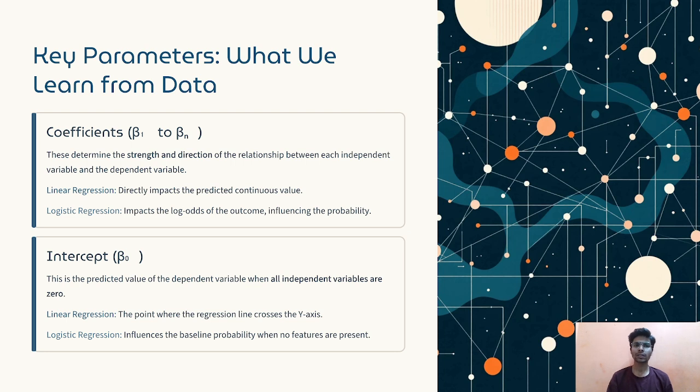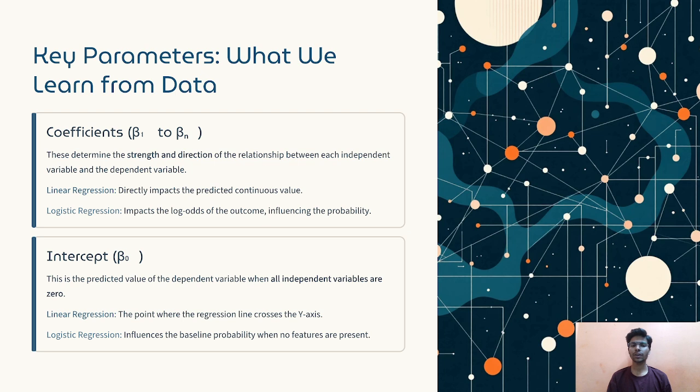In key parameters, what we learn from data: coefficients beta 1 to beta n. These determine the strength and direction of the relationship between each independent variable and the dependent variable. In linear regression they directly impact the predicted continuous value, and in logistic regression they impact the log odds of the outcome, influencing the probability.